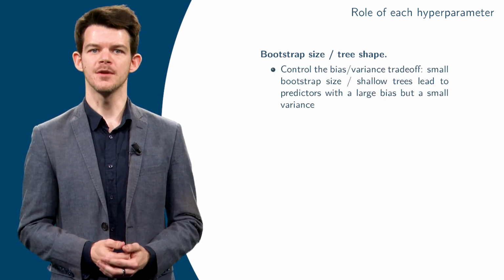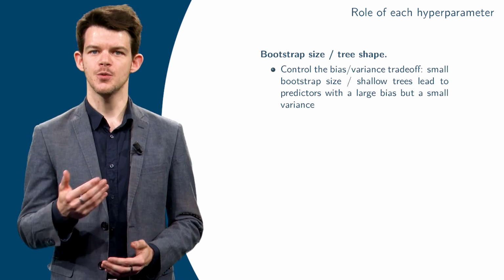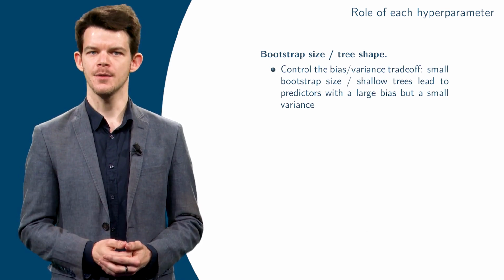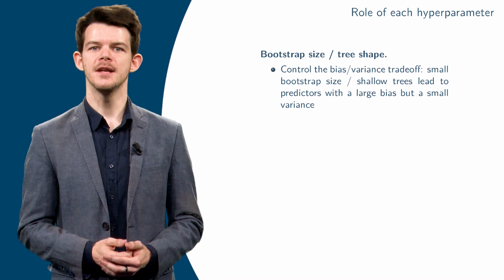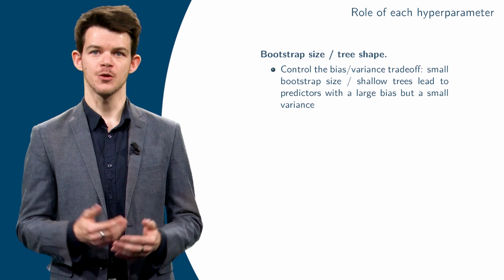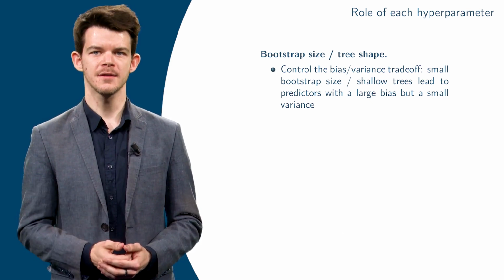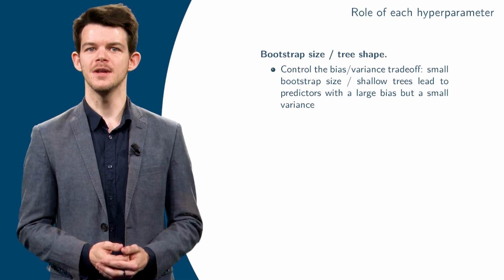Let's take the bootstrap sample size. By choosing a small bootstrap sample size, the trees will be very different from each other, but will not contain many cuts, which is equal to the bootstrap sample size minus 1. The forest will then have a high bias, the trees being not very complex, but a low variance, the trees being very different from each other.